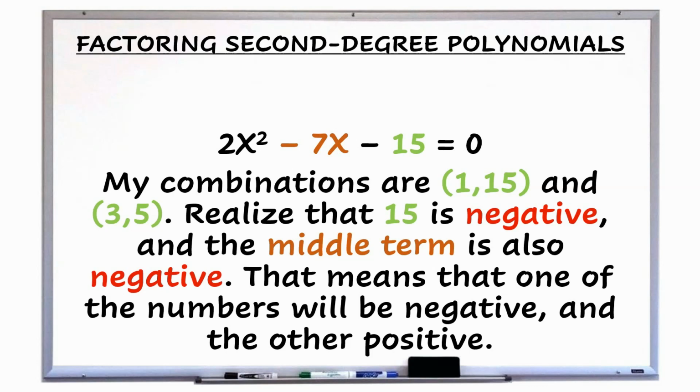One of the numbers of the combination should be negative. If one of the numbers is positive and the other is negative, that means at the end, when you do the cross multiplication, you are going to subtract. You're going to have like a subtraction. So 1 and 15 wouldn't be my first choice. I'm going to use 3 and 5.